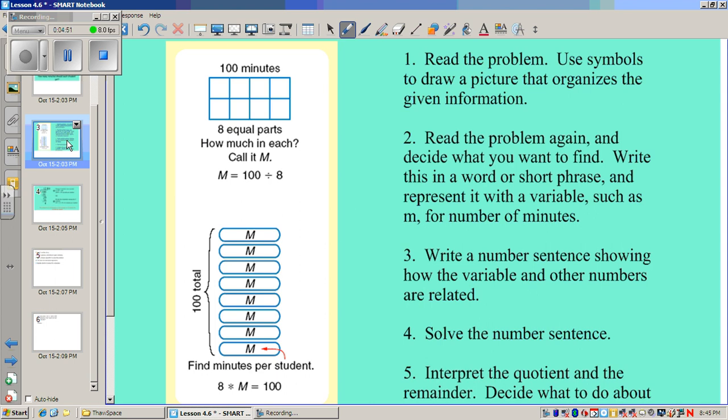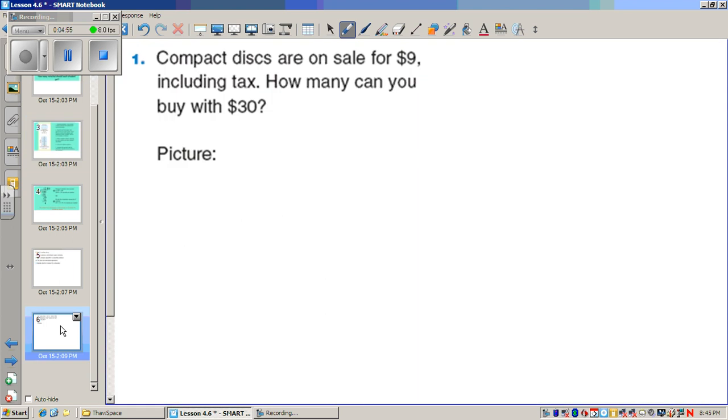So we can go back here now and we can think about it. We read it. Compact discs are on sale for $9, including tax. How many can you buy for 30? Okay, so if we drew a picture, these are 9 CDs, okay? So if they're $9, we could draw a CD here, a CD here. So this is $9, and this is $9.